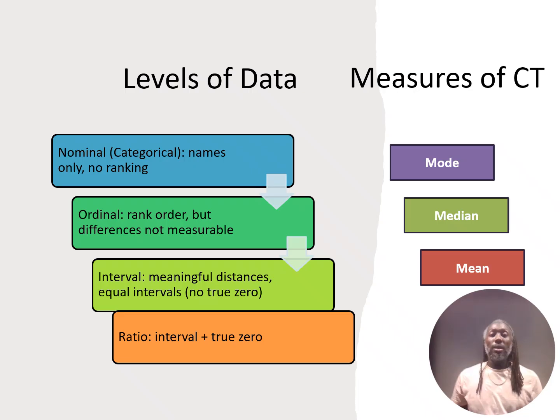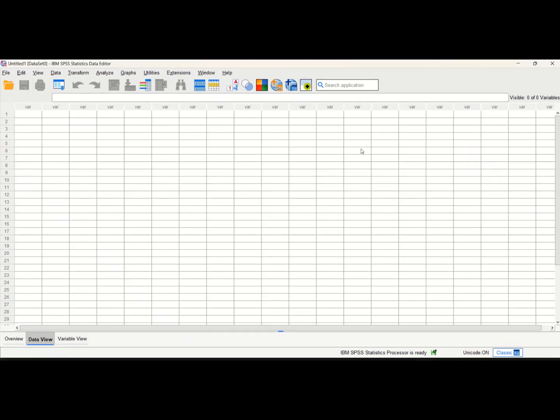All right, now let's get into SPSS and let's go ahead and see how we can calculate these. It's very quick to do as long as your data are set up to be used. Once you open up SPSS, you should see a screen like this. The default will be an untitled data set. We can change that later when we save our file.